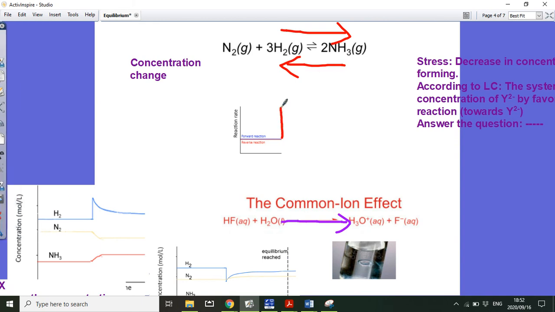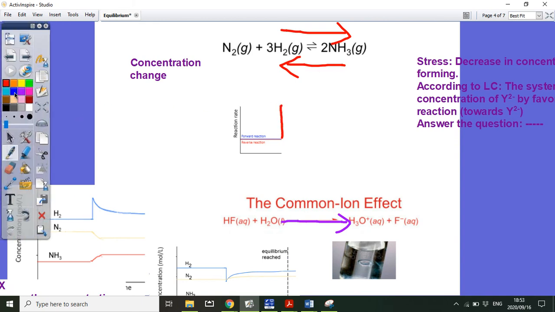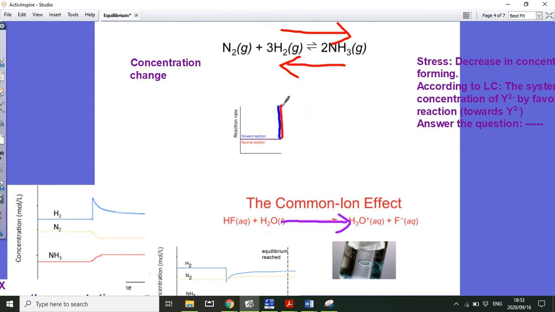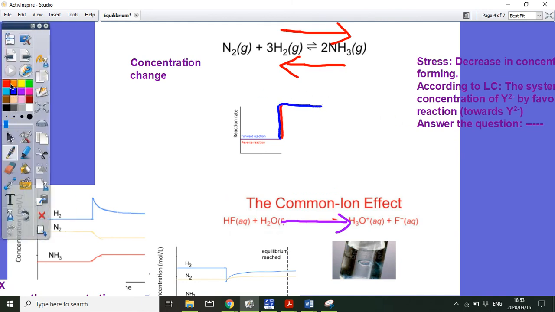So if your reverse reaction goes up by that much, your forward reaction must also go up by that much. And then they both end up there at a higher rate.